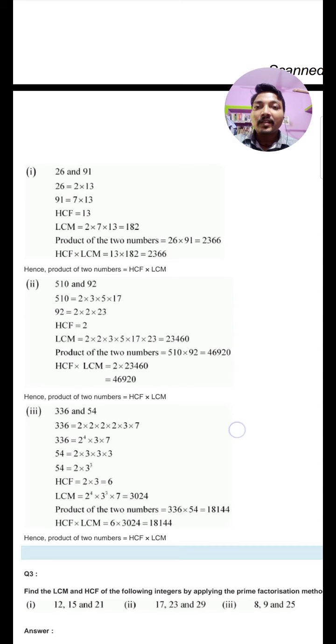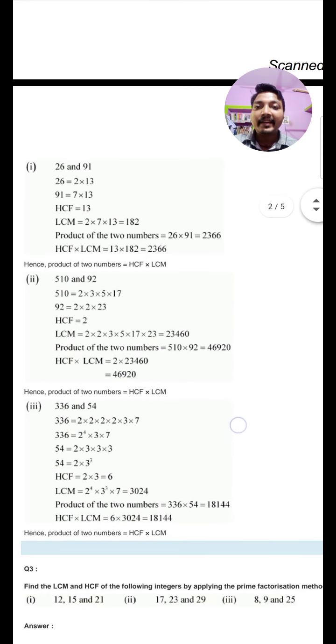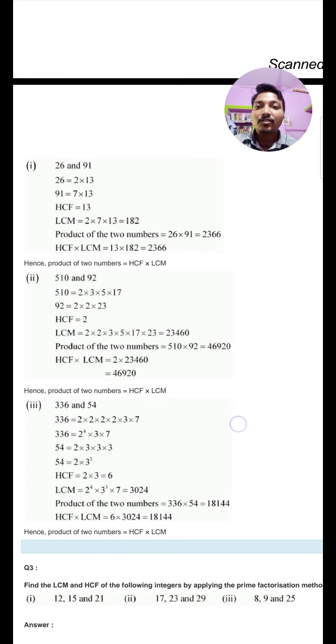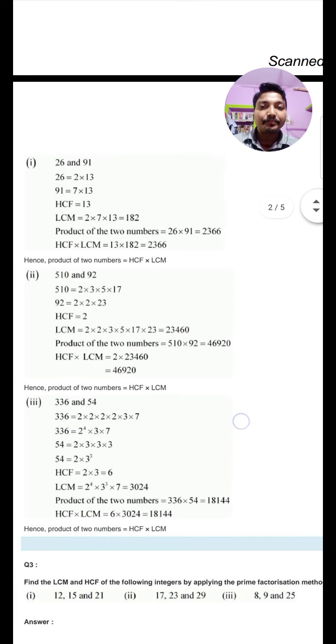Then 7 is used the highest number of times once, because in the first prime factorization there is no 7, so the highest is once, so I am writing 2 into 7. Then 13 is used in the first prime factorization once, and in the second prime factorization once, so the highest is also 1. So LCM is equal to 2 into 7 into 13, which is equal to 182. It means I got the HCF equal to 13 and LCM equal to 182.